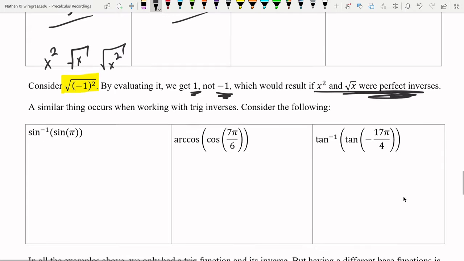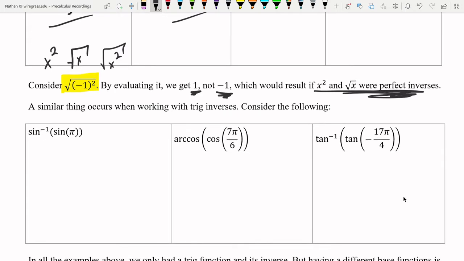A similar thing happens when you look at angles that are outside of the range. First off, we have pi here, and that's outside the scope of arcsine. What ends up happening is it gets shifted. Sine of pi, pi is 180 degrees, sine of that is going to be 0. So we have sine inverse of 0. Type it into your calculator and you'll see that gives you an angle of 0 degrees, or 0 radians. It does not give us back pi, it gives us back 0.